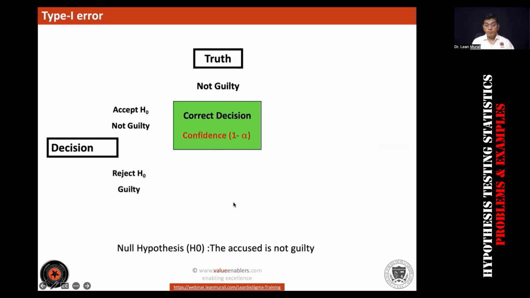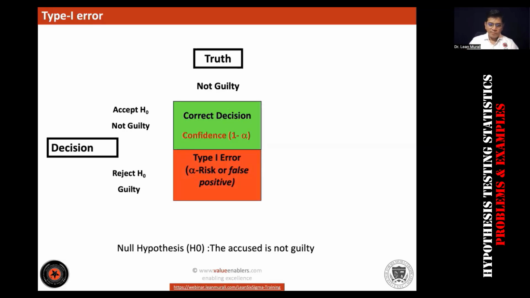Okay, now suppose the truth is he has not done the crime, but the lawyer somehow manipulates and makes it look otherwise. There is a risk, okay, that we punish an innocent person. That is called a type 1 error. If this is clear, type SC, super clear in the chat box. This is called false positive, alpha risk.